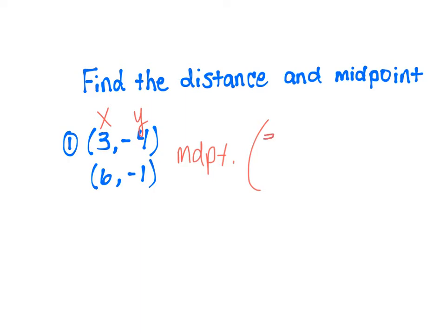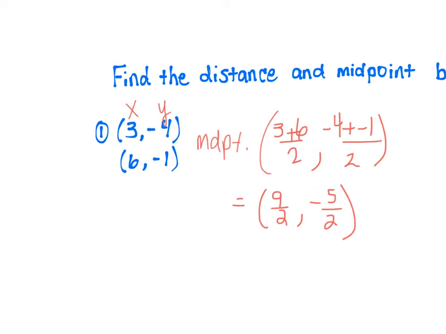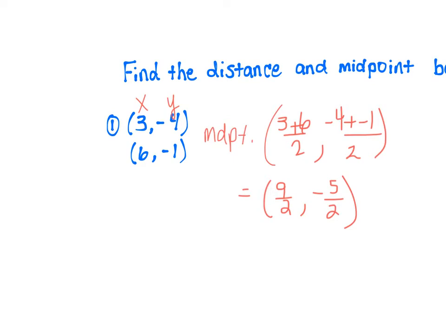So I have 3 plus 6 divide by 2. And then negative 4 plus negative 1 divide by 2. Yes? All right. So 6 and 3 is? 9 over 2. Negative 4 and negative 1 is? Negative 5 over 2. You can just leave it like that. If you want to simplify it to a decimal or a mixed number, go ahead, but you don't have to. Okay, so now we're going to do the distance.